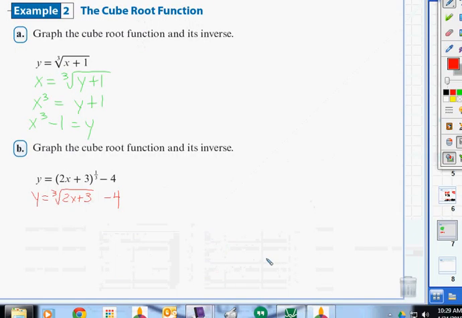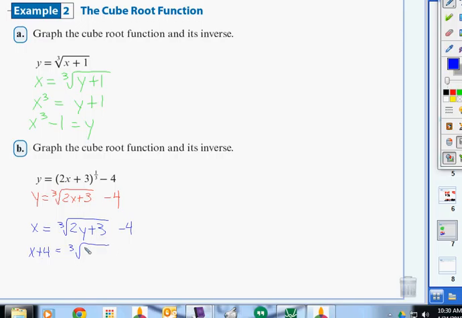Let's go back, and let's find the inverse function of this. Here we go. Switch the x's and the y's. So we have x equals the cube root of 2y plus 3, minus 4. Everybody good? Now what do I do, Cody? Cube. Not yet. What do I have to do before I can cube both sides? Bring the 4 over. So I have x plus 4 equals the cube root of 2y plus 3.